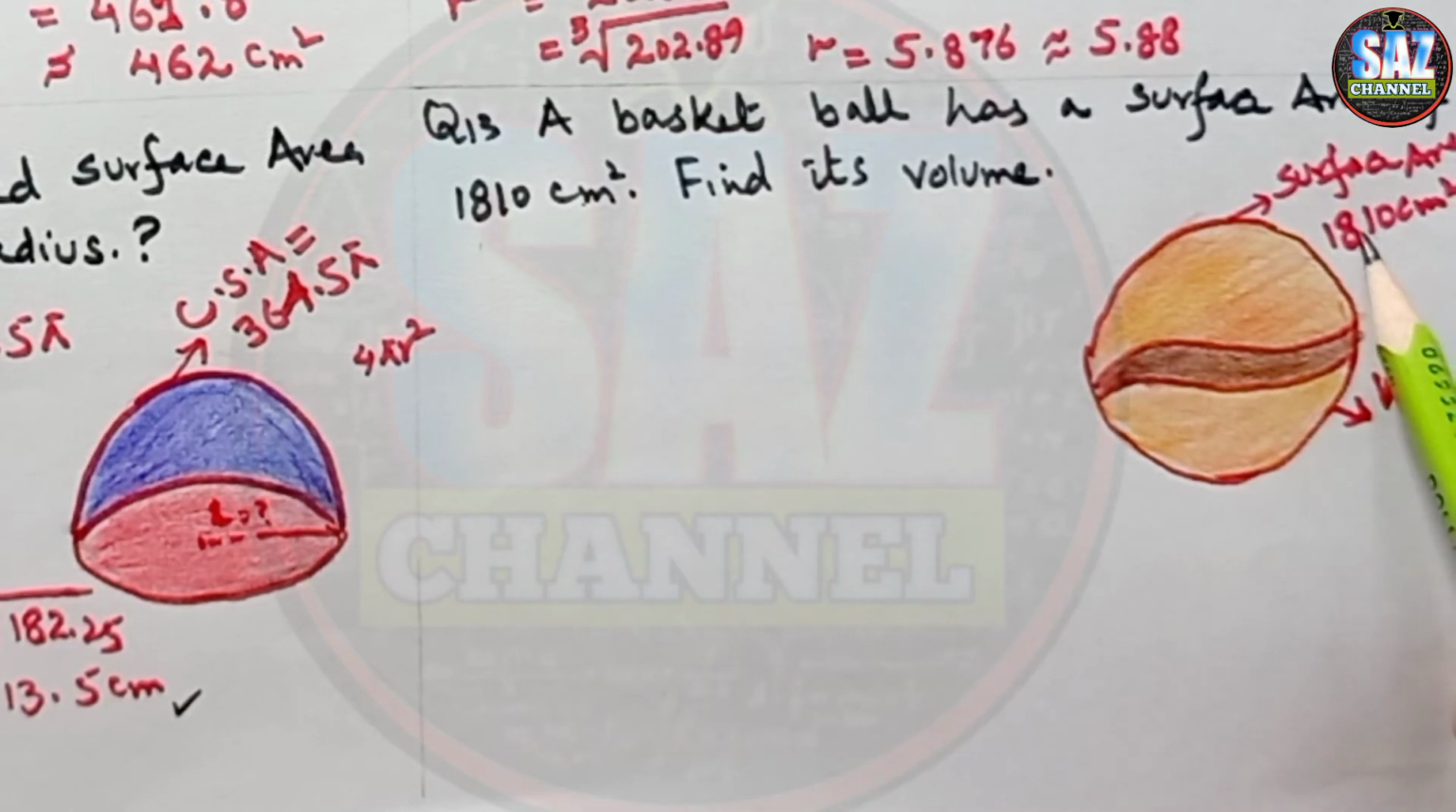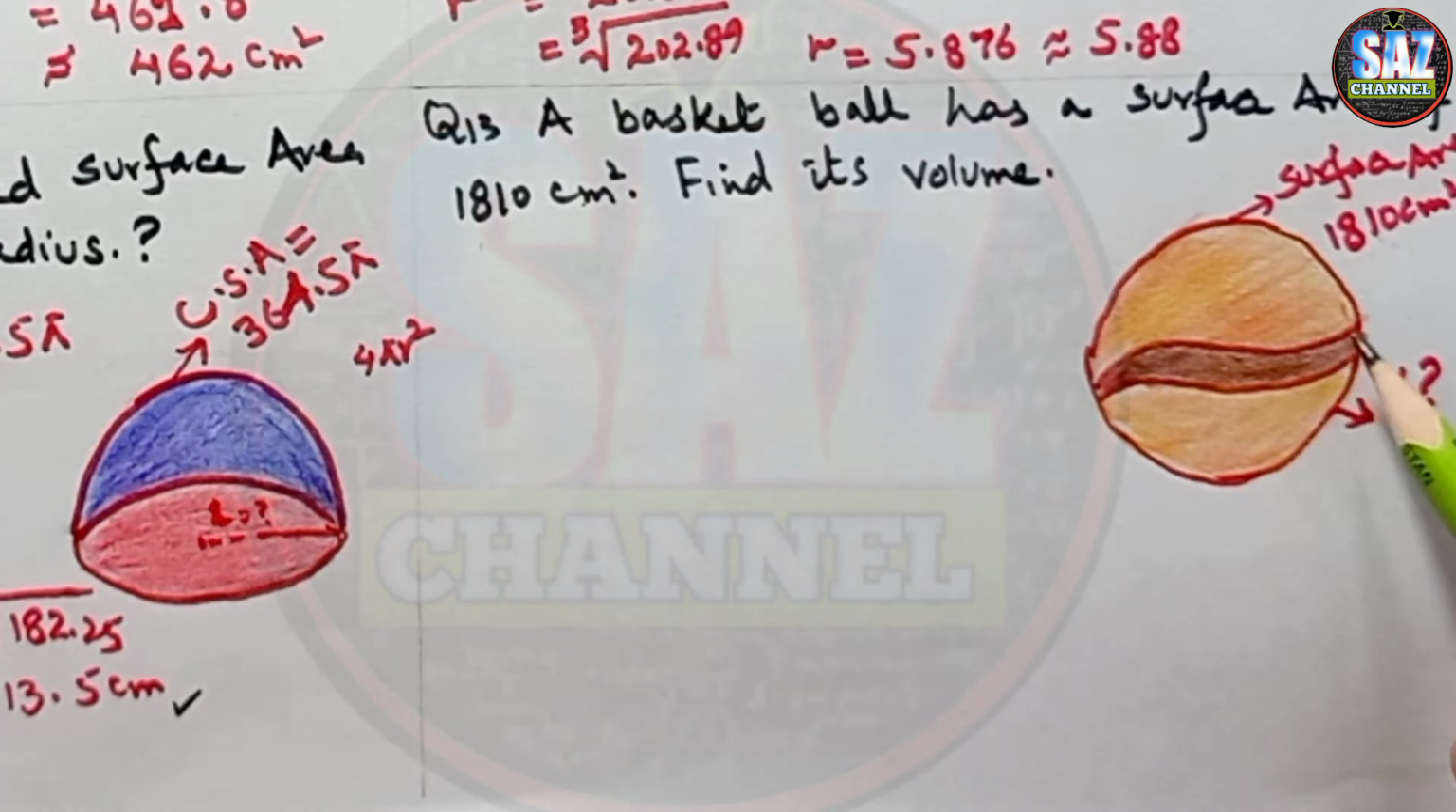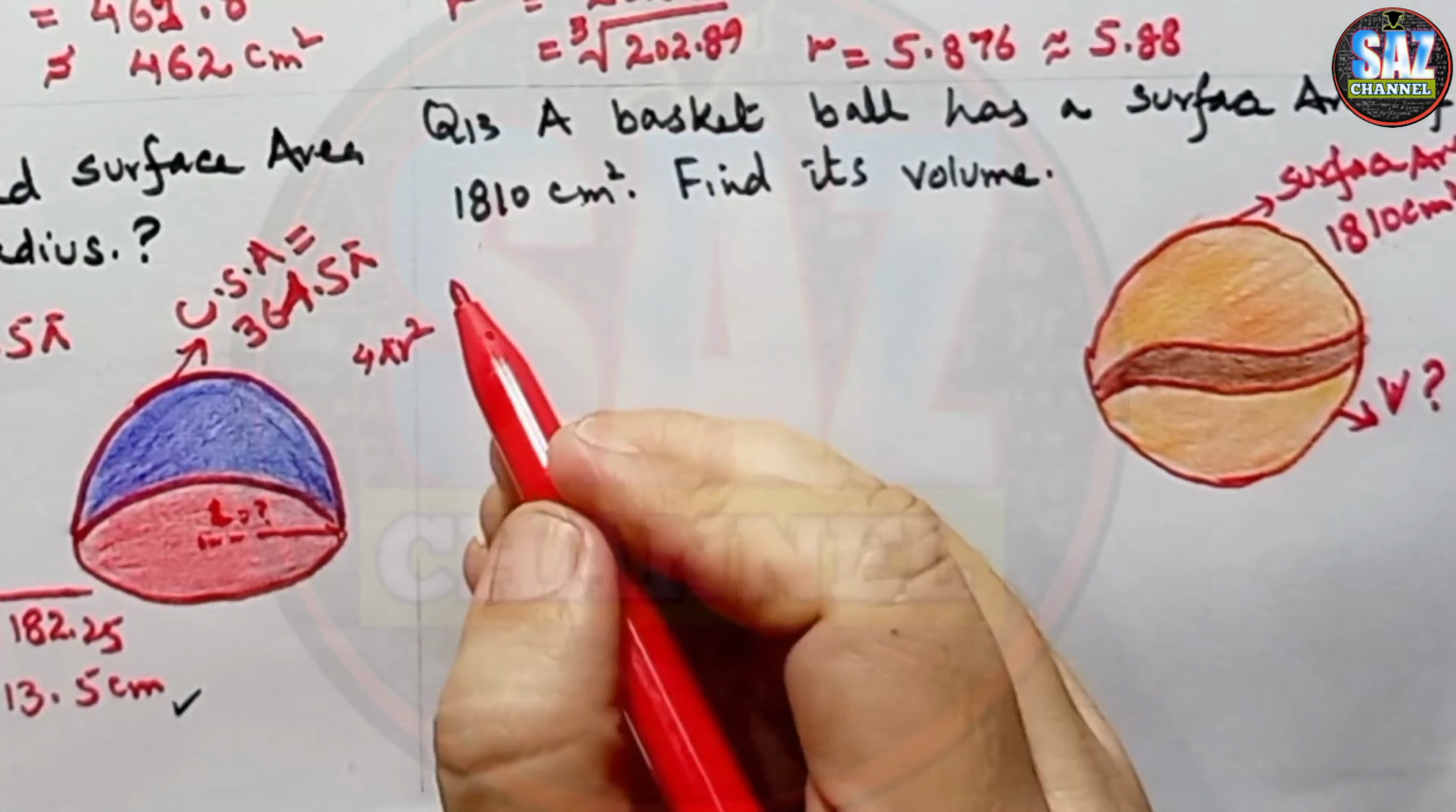We will be using the formula of the surface area and we will get the value of radius, and that radius will help us in the calculation of volume. I always ask my students to find the similarities and differences in the questions so that learning becomes perfect. So let's move to the solution of the question.